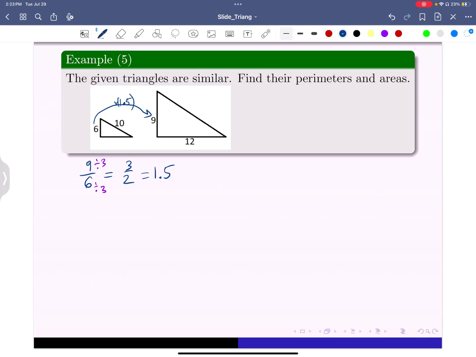So now we need to find the other sides. Let's use some labels. Let's call this side x and this side y. So set up as before. Big divided by small must be equal to the scale. This is the multiplication scale. So we have y divided by 10 must be equal to 1.5. And then times 10. So we have that y is equal to 15.